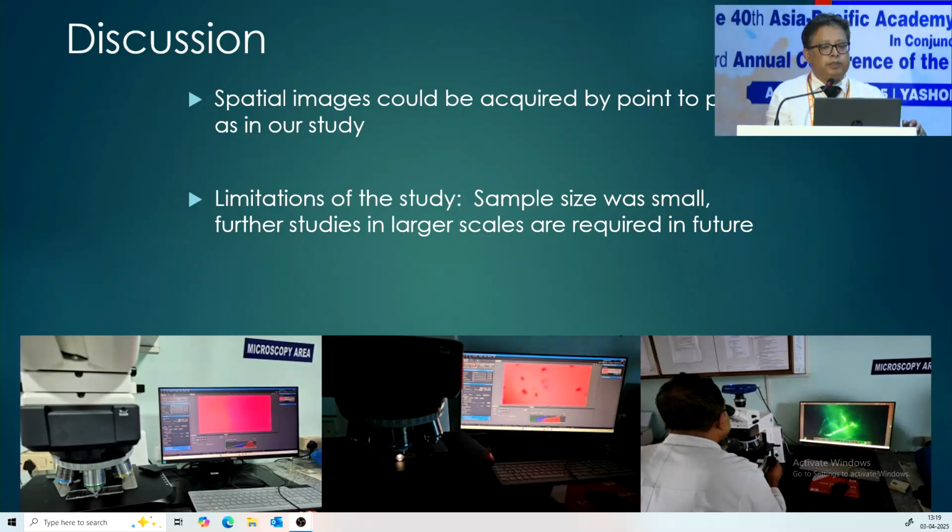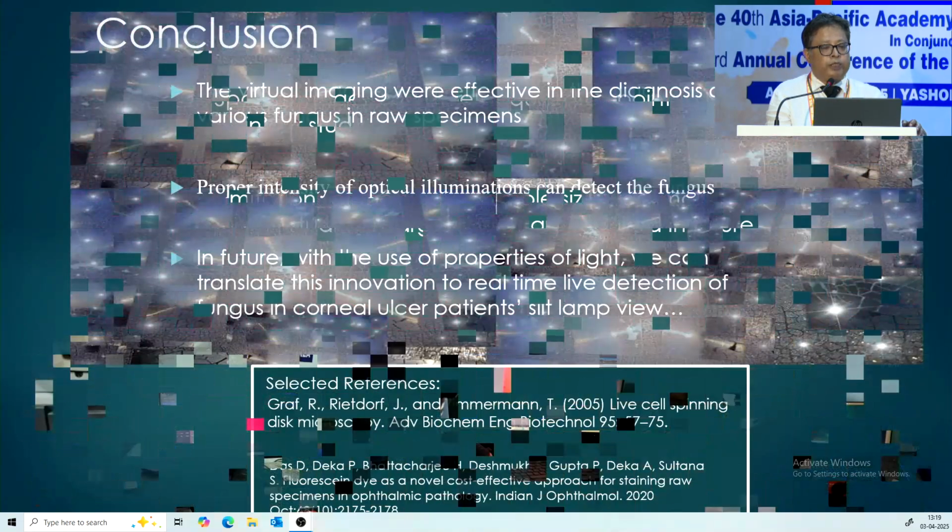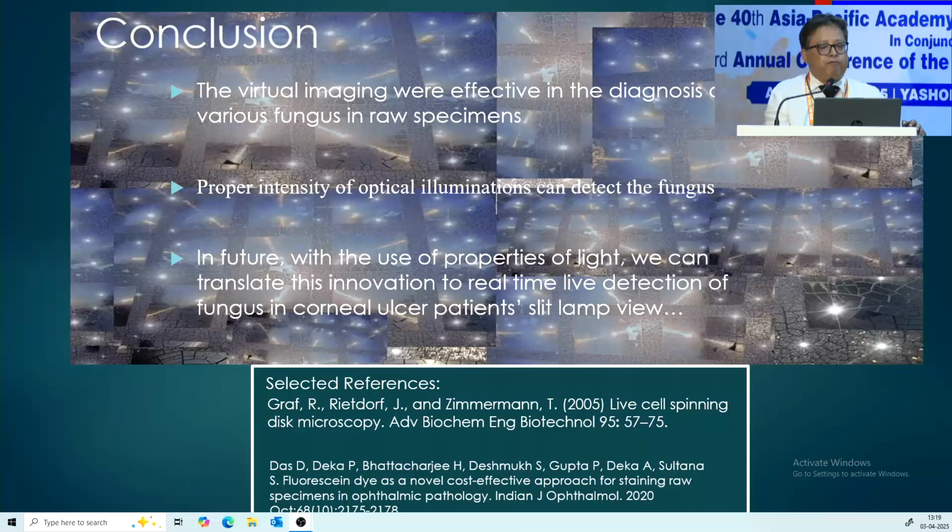A limitation of the study was that the sample size was small. Further studies on a larger scale are required in future. So virtual images were effective in diagnosis of various fungi in raw specimen. Proper intensity of optical illumination can detect the fungus. In future, using the properties of light, we can translate this innovation to real-time detection of fungus in corneal ulcer in slit lamp view.